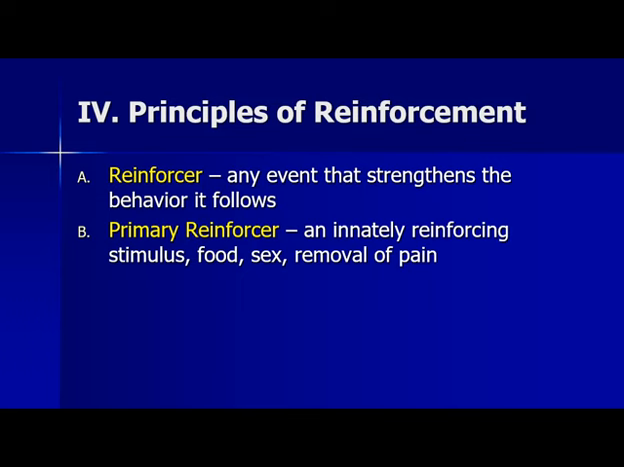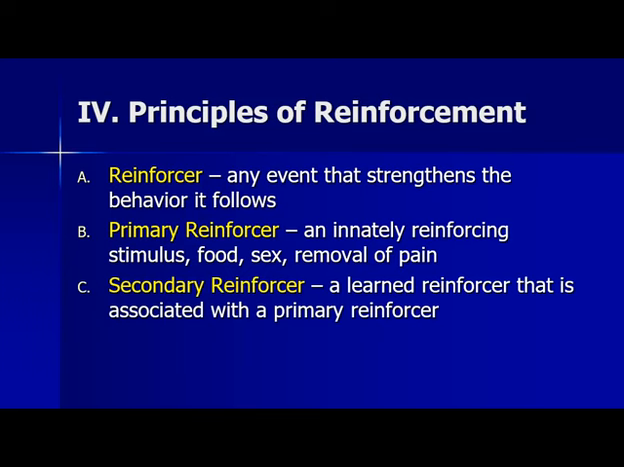A primary reinforcer is anything that is innately reinforcing. So food, sex, removal of pain is reinforcing. In some studies with rats, the rat can directly stimulate the reward center in their brain, and so that's very reinforcing. These primary reinforcers are things that tend to be associated with survival: food, sex, not being in pain, right?